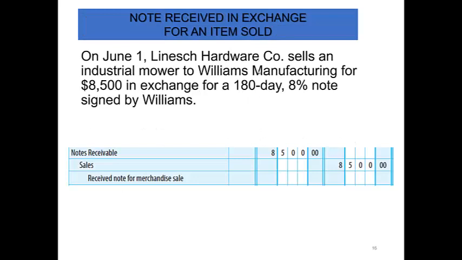In this example, we have the origination of a note. On June 1st, Lanesh Hardware sells an industrial mower to Williams Manufacturing for $8,500 in exchange for a 180-day 8% note signed by Williams. So the company has made a sale, and instead of an accounts receivable, they have accepted a notes receivable. So we've debited notes receivable and credited sales.